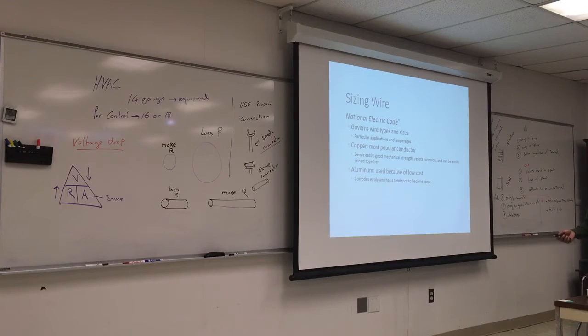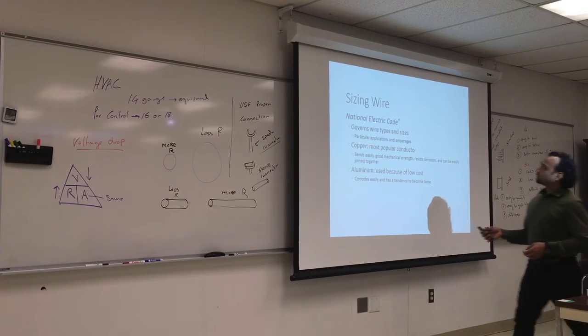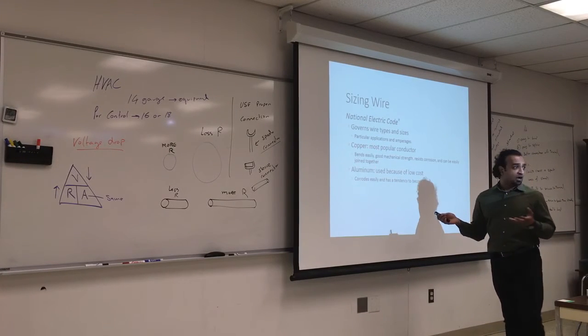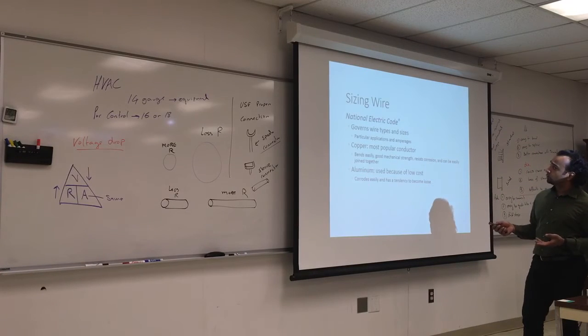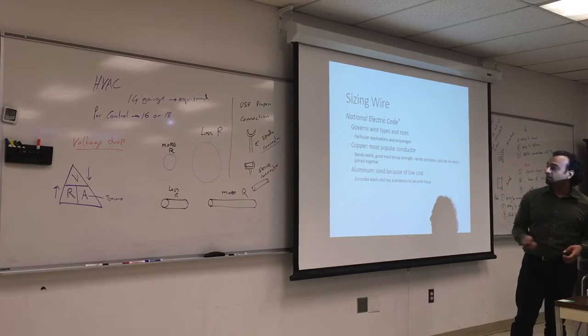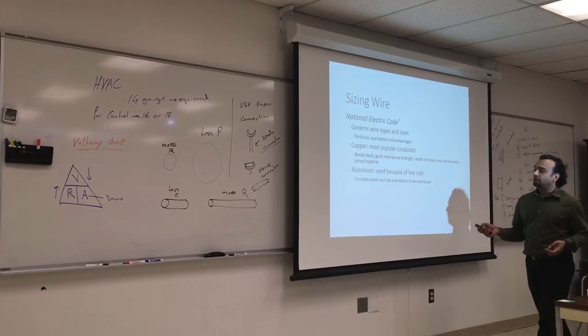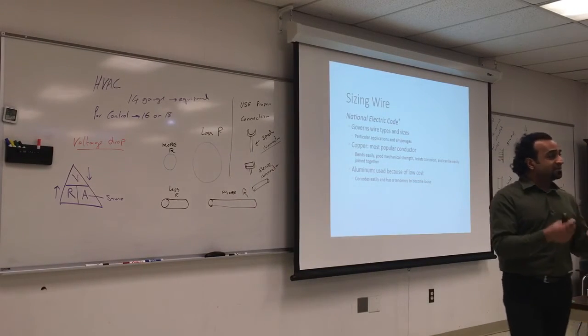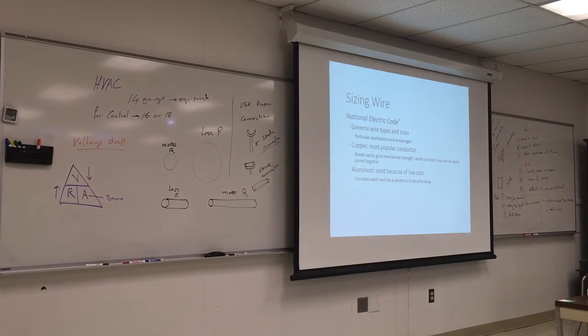Again, we all have to go by the code. The national code governs what wire and what gauge goes into what. Copper is the most common. Aluminum is not really common, and the problem is that it corrodes easily, and it has a tendency to become loose, and it's not as malleable, which means it can break easily. Mostly in equipment, you'll see a lot of aluminum.